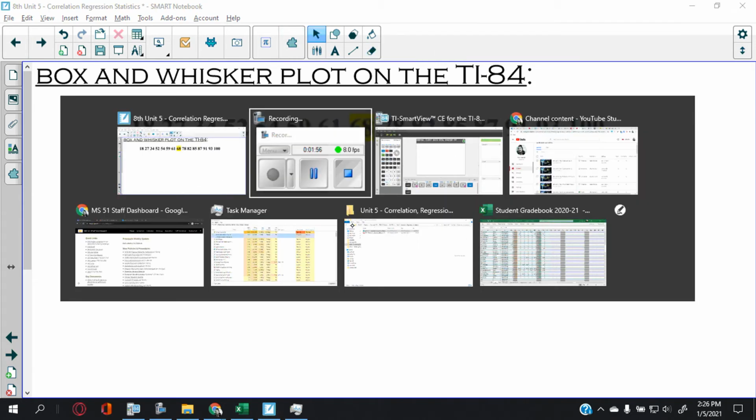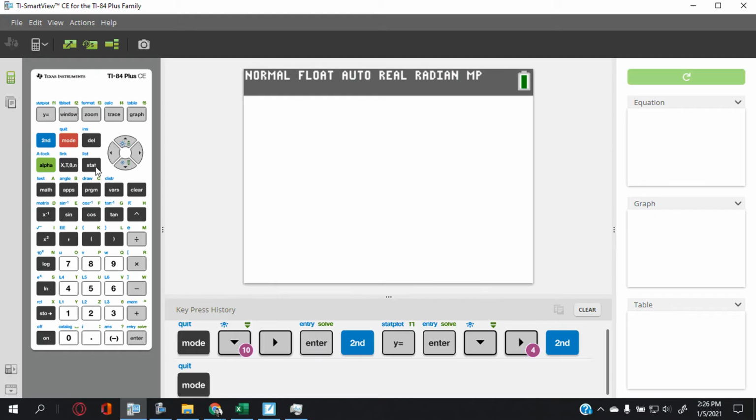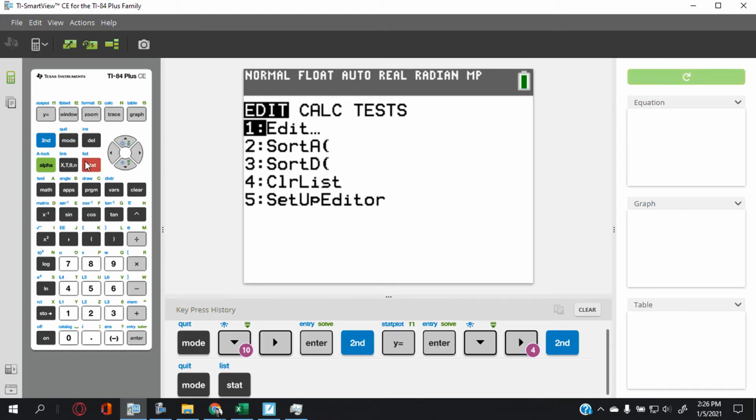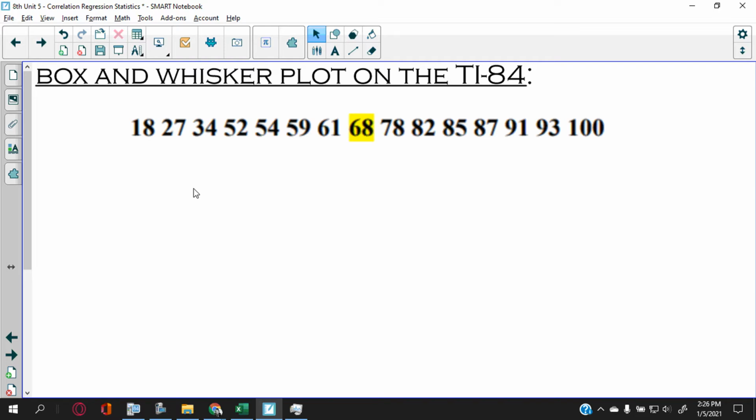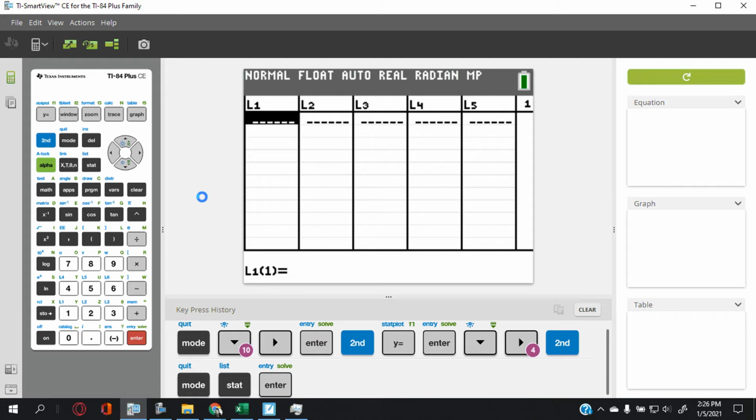Now, how do you do this? I go on my graphing calculator. I already did the mode, so I'm going to edit my table. Now, there are a lot of numbers here, so I'm going to try to do this ASAP. 18, 27, 34. 18. Am I entering stuff in? What's going on?